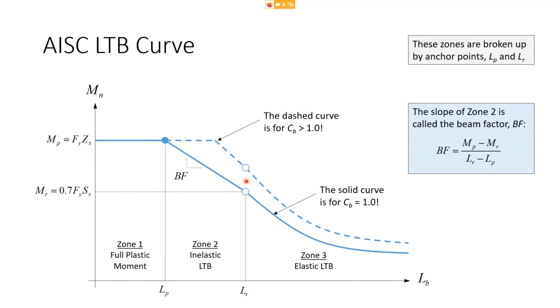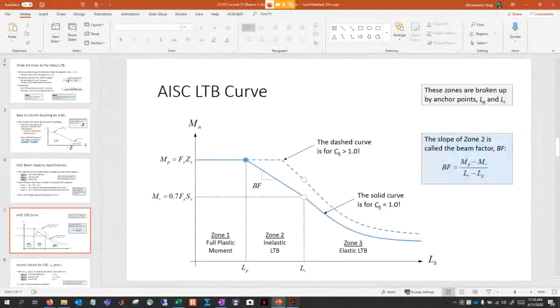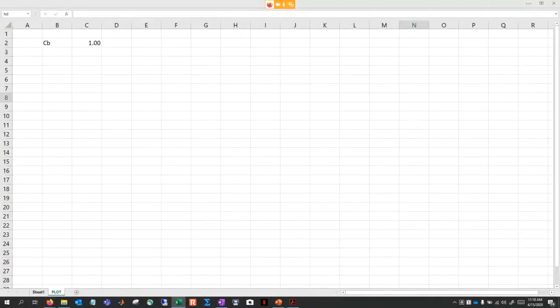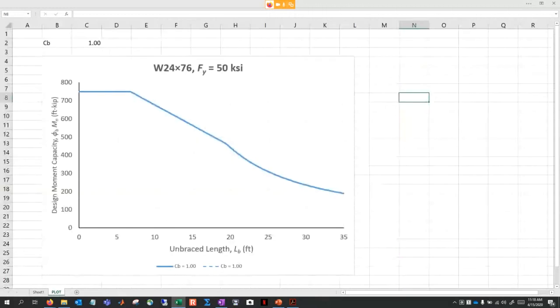What I think is the hard part to understand about this when you first see it is what's going on with this solid curve and this dashed curve. Well, the solid curve is for when CB is 1. The dashed curve is for when CB is greater than 1. And I don't think that this static picture does what we're talking about justice. I think you kind of have to see it. So what I did is I pulled out an Excel spreadsheet and I did all these calculations, and I'll show you the results. This is the pretty part. You don't need to do this.